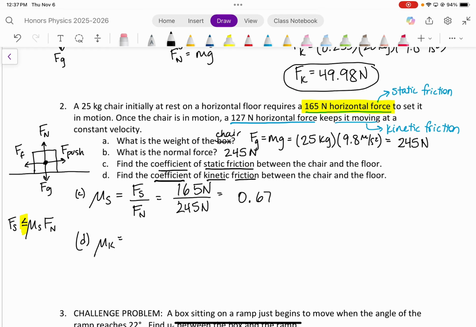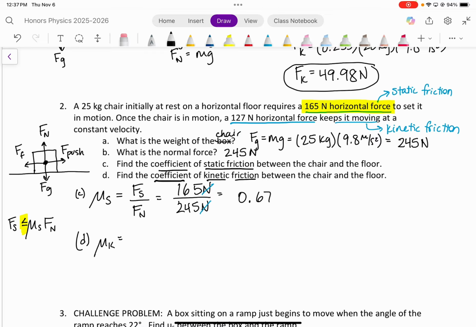Why isn't there a unit? It's because we have newtons divided by newtons and it cancels. This is the only number I can think of that we're going to use in physics that does not have a unit. Any coefficient of friction will be unitless, just a number, because it's just a ratio.